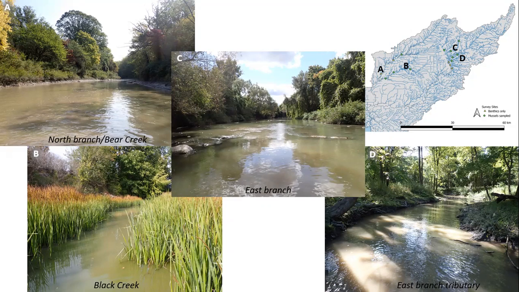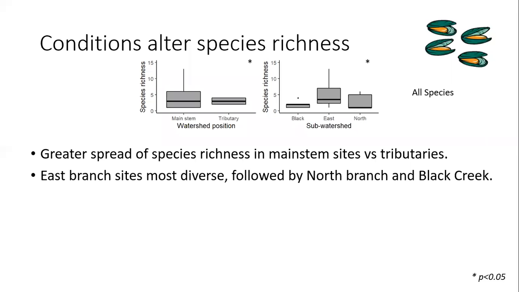Now, these groupings had significantly different environmental conditions when tested using a principal component analysis. And we also saw a difference in species richness across these different groups of watershed position, with greater spread of species richness in main stem sites compared to tributaries, and also across sub-watersheds, as East Branch sites were the most diverse, followed by the North Branch and Black Creek. Here, asterisks denote significant differences between groups when tested using an analysis of variance.